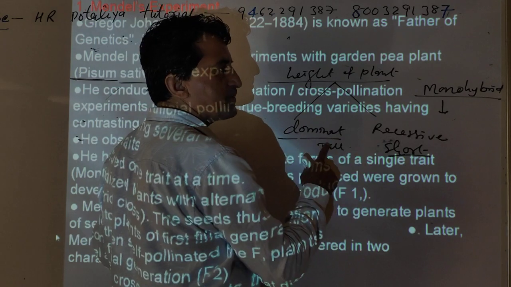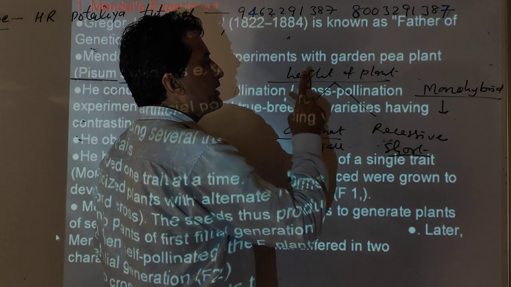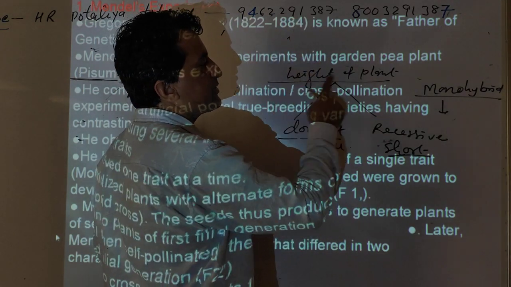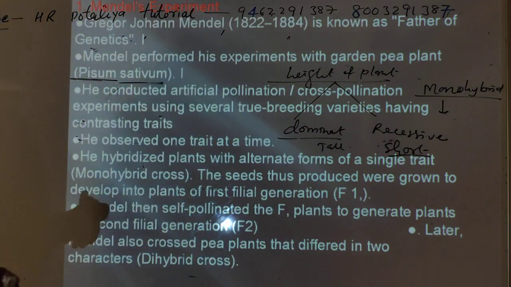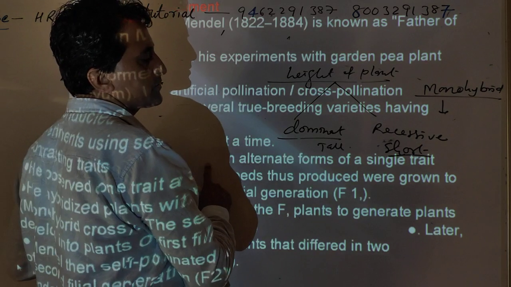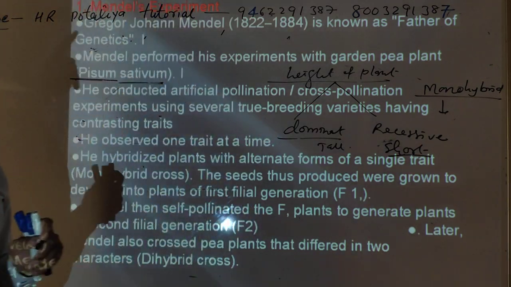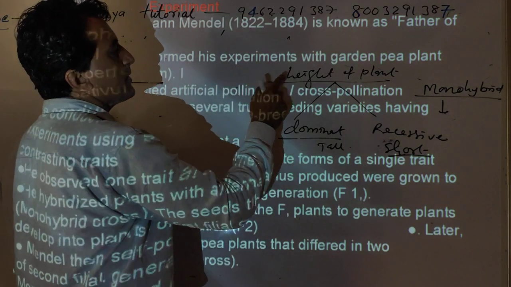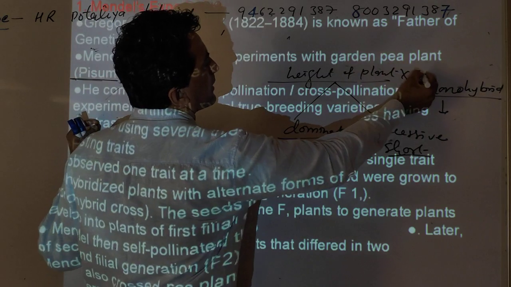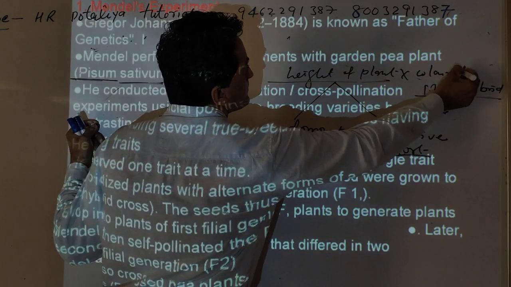When the cross is made between dominant and recessive, it's okay, but the number of characters is only one, the height of plant. When you cross between one trait, that is the monohybrid cross. When we conduct the cross between two traits, that is the dihybrid cross, for example height of plant and color of flower.